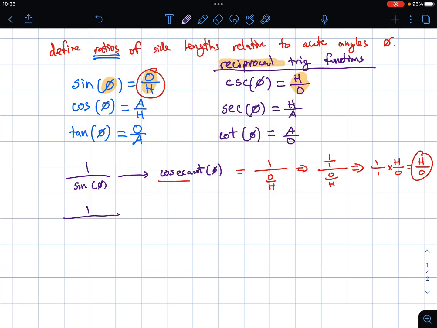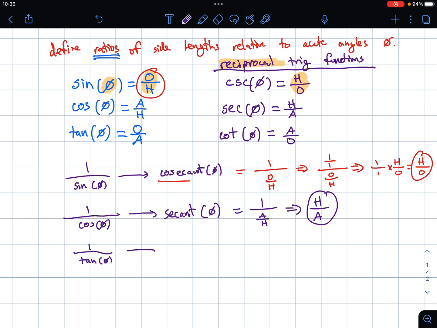Additionally, we can say that 1 over cosine of theta gives us the secant function. SEC stands for secant, which is equivalent to 1 over A over H. And if you follow that line of math, we'll end up with H over A, the reciprocal. And finally, 1 over tangent of theta gives us the cotangent function, cotangent of theta, which is equal to 1 over O over A, 1 over tan, which is equivalent to A over O, the reciprocal.